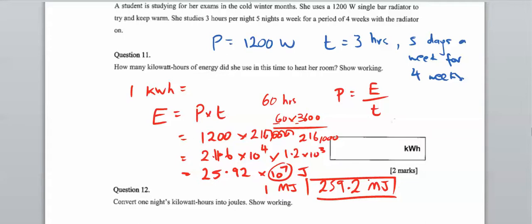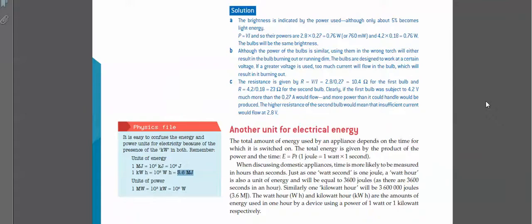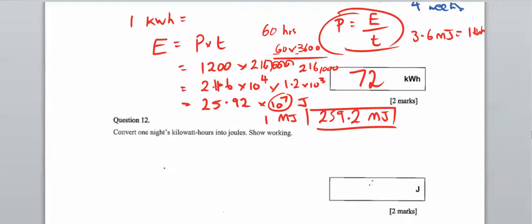Someone do that? 259.2 divided by 3.6. 72. Okay, so the answer is 72 kilowatt hours. So just using power as energy over time, and there's a conversion: we've got 3.6 megajoules is equal to 1 kilowatt hour. A lot of students struggle with those conversions.